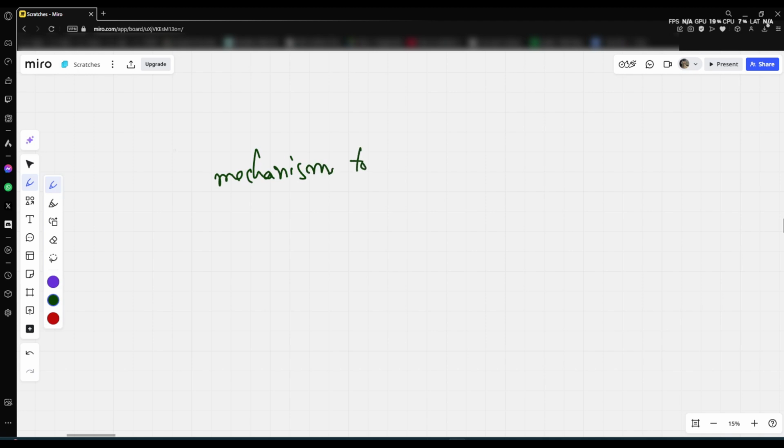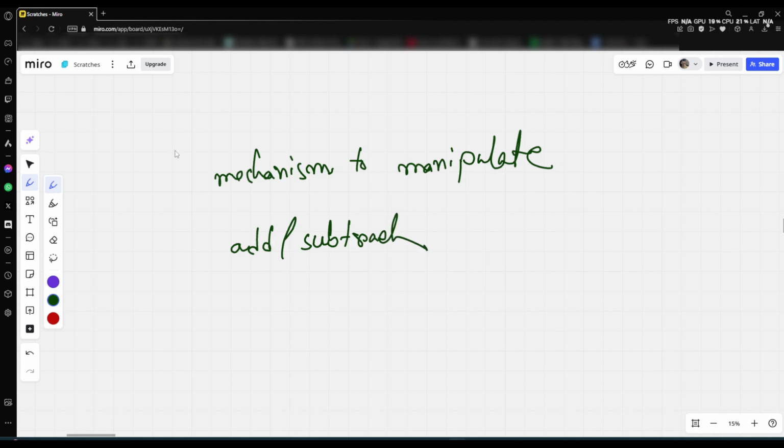So they provide you the mechanism to manipulate. Then matrix addition: add or subtract the corresponding elements of two matrices of the same dimensions. Then scalar matrix multiplication. Scalar multiplication involves multiplying every element of a matrix by a scalar value.